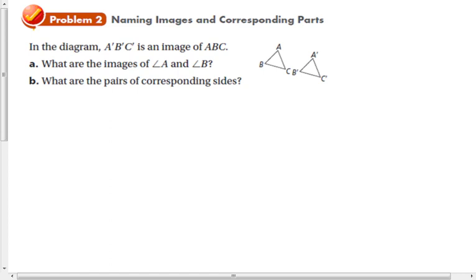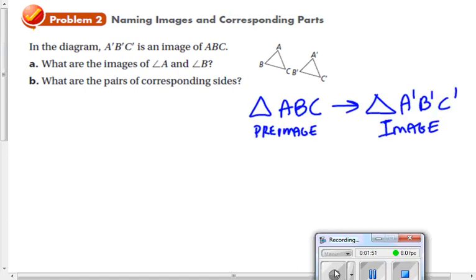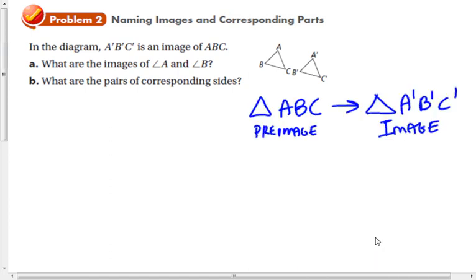All right, problem 2, naming images and corresponding parts. In the diagram, A prime, B prime, C prime is an image of ABC. What are the images of angle A and angle B? So we know that triangle ABC is the pre-image, and it maps to triangle A prime, B prime, C prime, the image. So what that means is the corresponding parts also map.